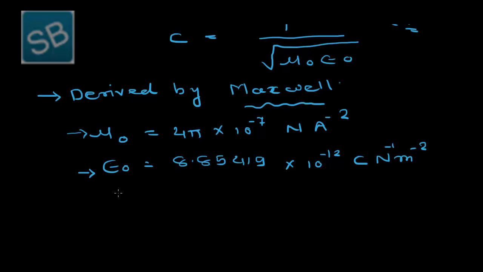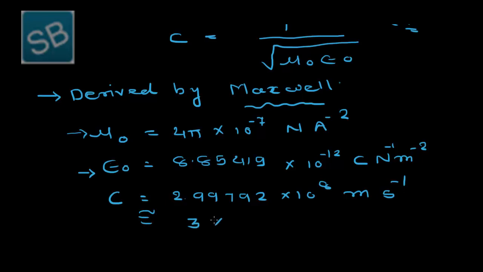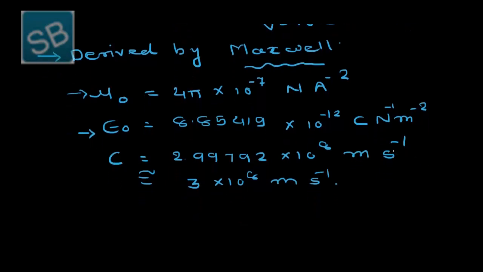This is permeability and this is permittivity. And using these two values, I can find out the value of c comes out to be 2.99792 into 10 to power 8 meter per second, which is nearly equal to 3 into 10 to power 8 meter per second, which is very equal to the velocity of light in a medium.